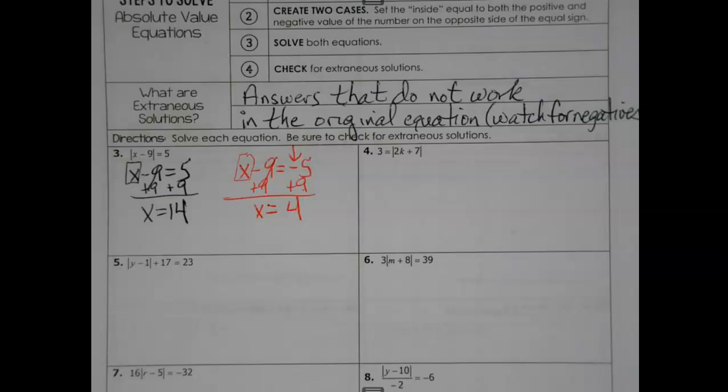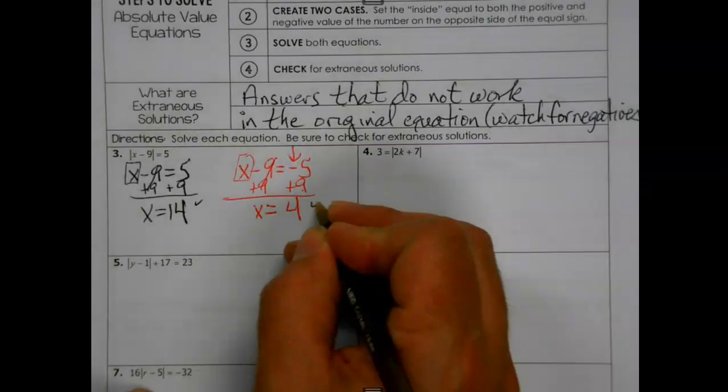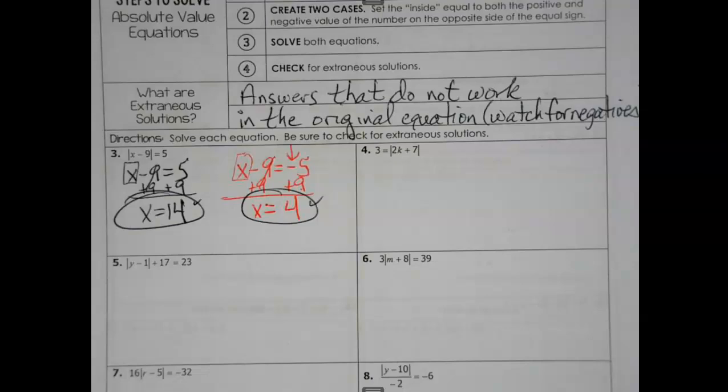So in our case here, if I take the 14 and I plug it in, 14 minus 9 is 5. The absolute value of 5 is 5. Okay, that's cool. If I plug in 4, 4 minus 9 is negative 5, but the absolute value makes the negativity go away, and it comes out positive 5. So both of these check out, and both of them work. So sometimes both answers are going to work. Sometimes only one answer is going to work.